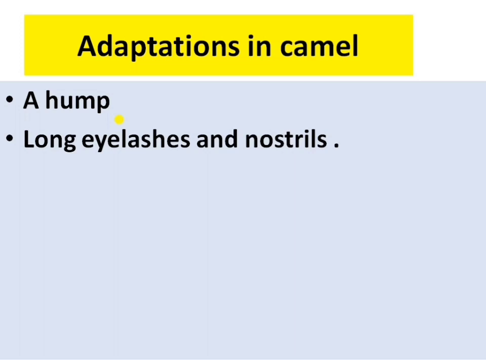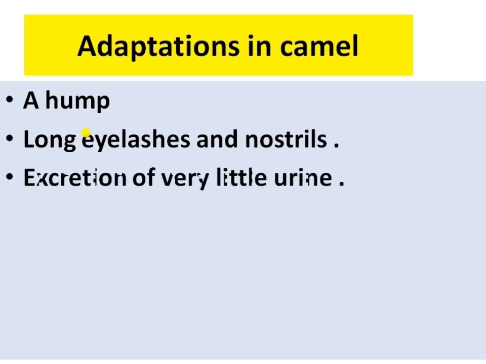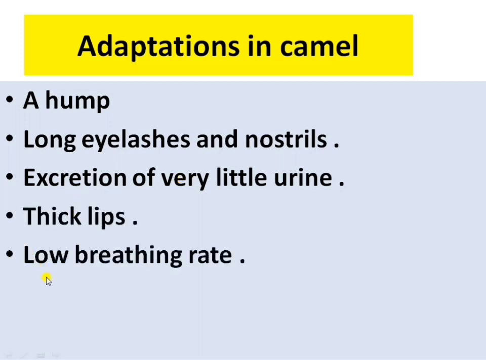These eyelashes and nostrils can be closed to keep the blowing sand out. Then the excretion of very little urine, dry dung, and also no perspiration helps them to conserve water. They have thick lips and a low breathing rate. These thick lips help them to eat the dry plants of the desert, and the low breathing rate reduces the loss of water as water vapor.